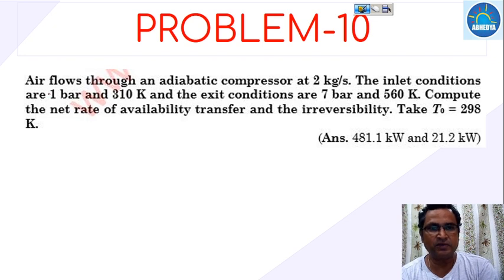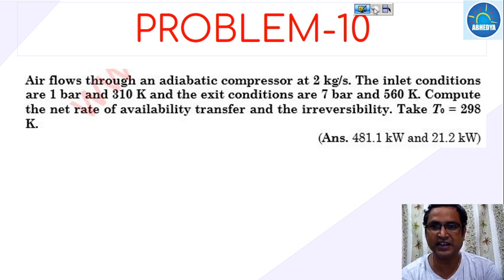Now the next problem is: air flows through an adiabatic compressor at 2 kg per second. The inlet conditions are 1 bar and 310 Kelvin, and the exit conditions are given as 7 bar and 560 Kelvin. Now compute the net rate of availability transfer and the irreversibility. Take T naught, that is the ambient temperature, as 298 Kelvin.